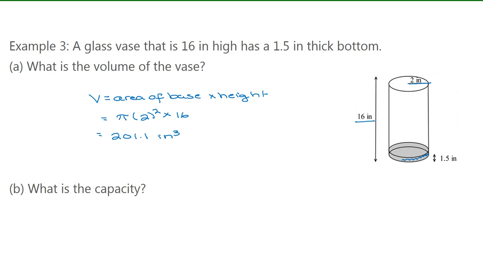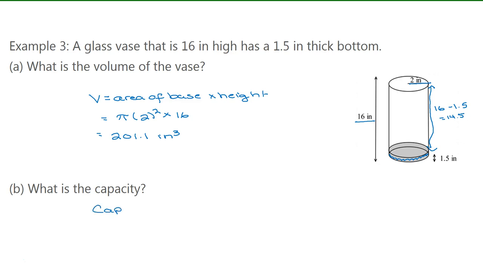Now for the capacity, if I were to fill this up with water, water's not going to go down here in the bottom part because that is solid glass there. So it's only from here to here that would actually be filled up with water. So what's that height? Well, 16 minus 1.5 is 14.5.